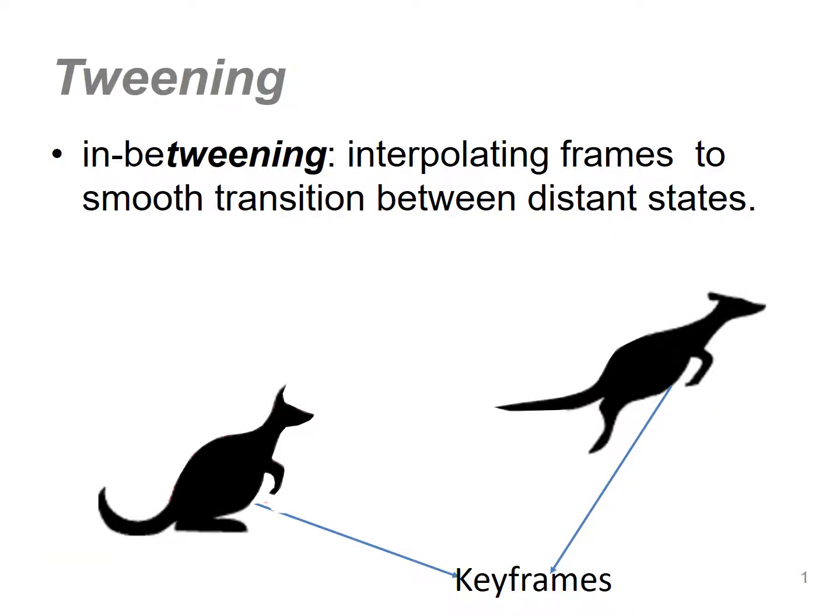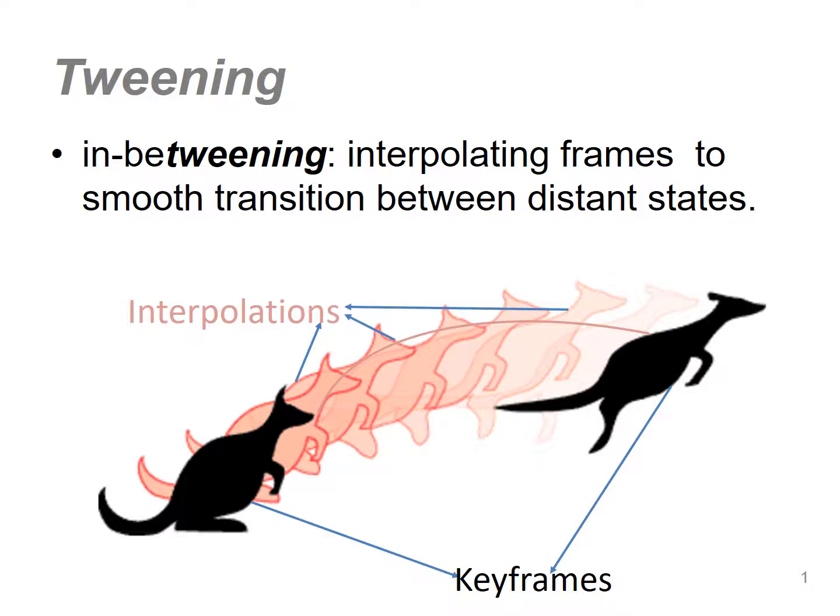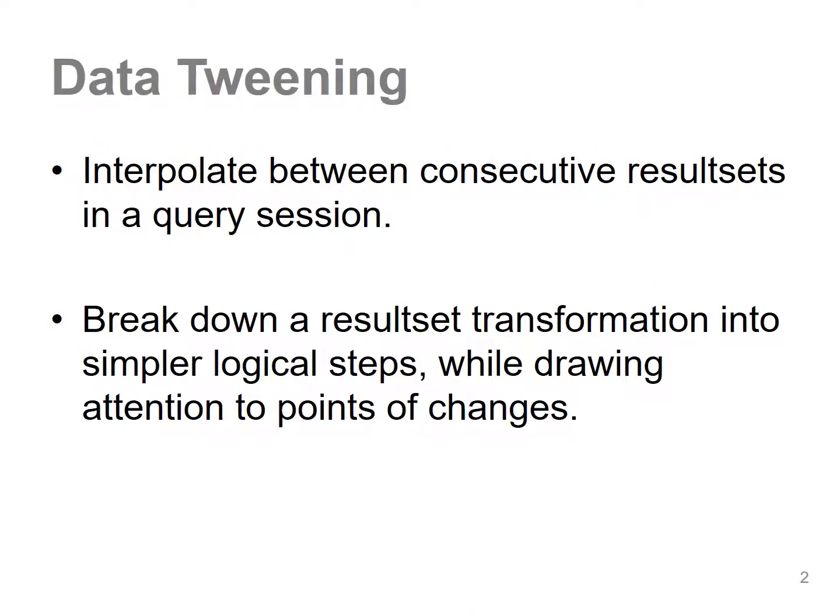Tweening, a contraction of the phrase in-betweening, is taken from the animation world. It is defined as interpolating frames to smooth the transition between two distant states or keyframes. In this figure showing a kangaroo jump, with the first keyframe showing it at rest and the second showing it mid-air, tweening would be the generation of these intermediate red frames to show a smooth transition between these two states.